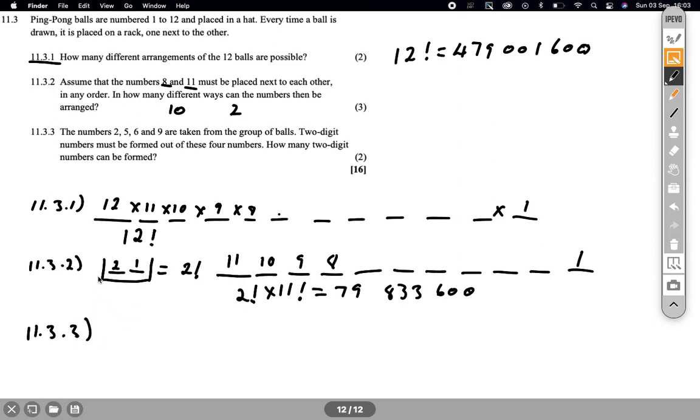11.3.3. You have the numbers 2, 5, 6, and 9, which are taken from the group of balls. 2-digit numbers must be formed out of these 4 numbers. How many 2-digit numbers can be formed? So you have 2 spaces and you have 1, 2, 3, 4 numbers. For the first spot, you have 4 options. For the second spot, you have 3 options. So 4 times 3 is just 12.